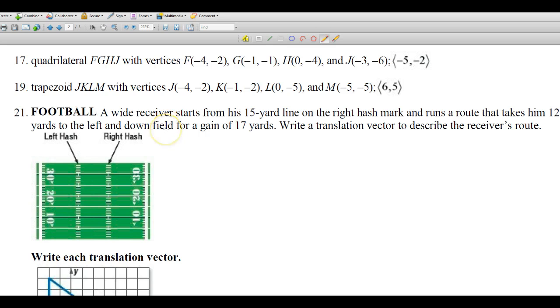So the trick here is that we want to reverse everything here. We want to think in terms of the route that he is running, the direction that he's going. So if he is starting, I'm sorry, I misunderstood. Actually, we wouldn't have to reverse anything. We would just start on his 15-yard line on the right hash mark. So he would be right here, and he is running 12 yards to the left, and then downfield 17 yards. So he's going to move this direction and then up this way.